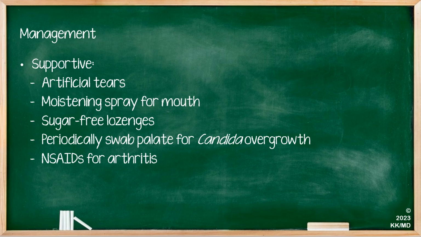The management of Sjogren syndrome can be divided into supportive and medical, like most of the diseases we've talked about so far. Supportive treatment takes the form of artificial tears for dry eyes and moistening mouth sprays as well for the dry mouth. Sugar-free lozenges or other gustatory stimulants may be used to encourage saliva production. It's important to periodically swab the palate for candidal overgrowth as well in these patients, again due to the lack of salivary flow. If a patient has got arthritis, then NSAIDs can also be intermittently used for this.